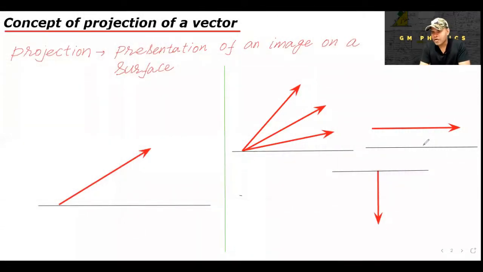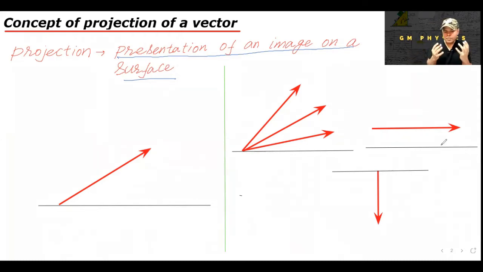All right, so first of all, let's look at a very basic concept, that is projection. What is projection? The literal meaning of projection, here I have written, is presentation of an image on a surface. Means you obtain an image of some object on a screen. The device called a projector does the same thing. It presents an image of something on a screen, right? So let's try to obtain an image of a line on another line or a surface.